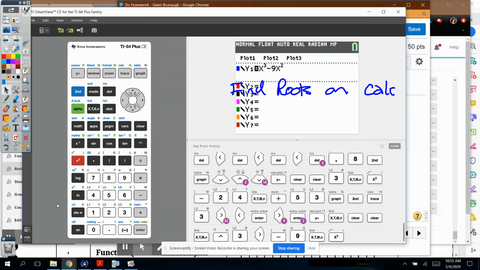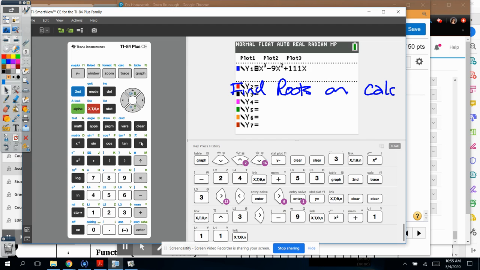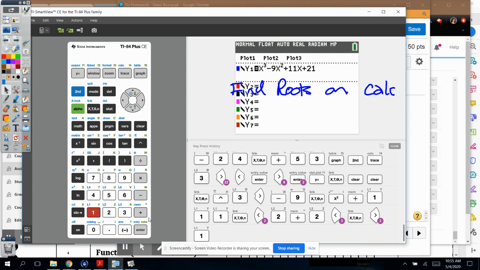Plus 11x plus 21. Okay, and now let's look at our table.